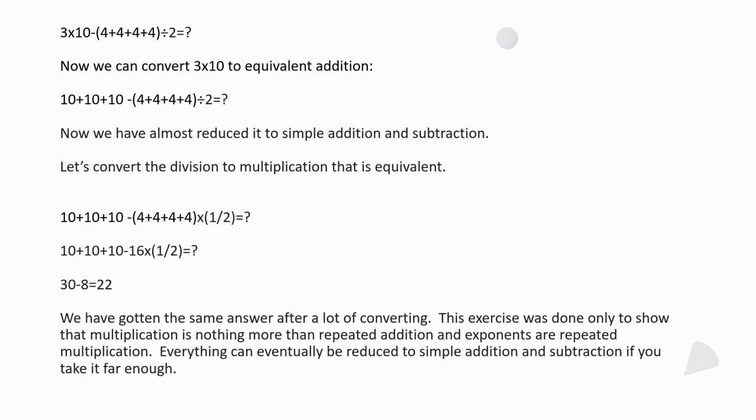And if you follow it, you don't have to go through this thing I just did of converting everything down to addition and subtraction. You can just follow that order of operations, and you're basically doing that, but you're doing it in a more efficient way.